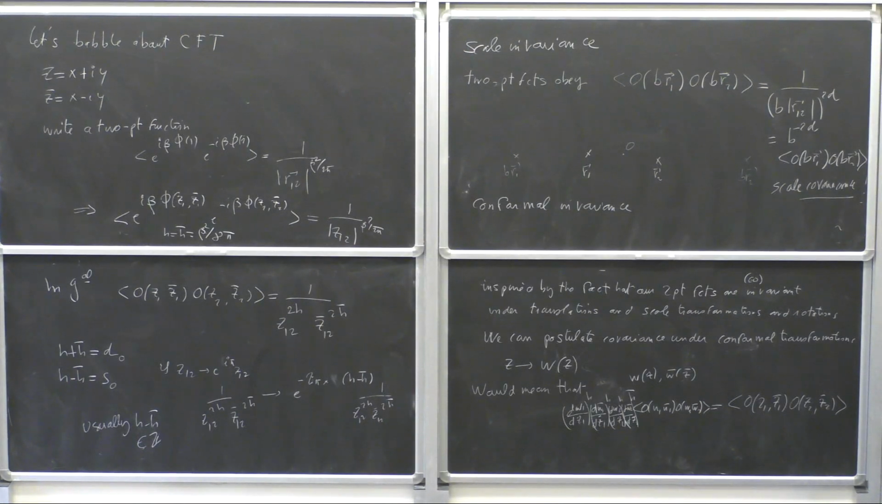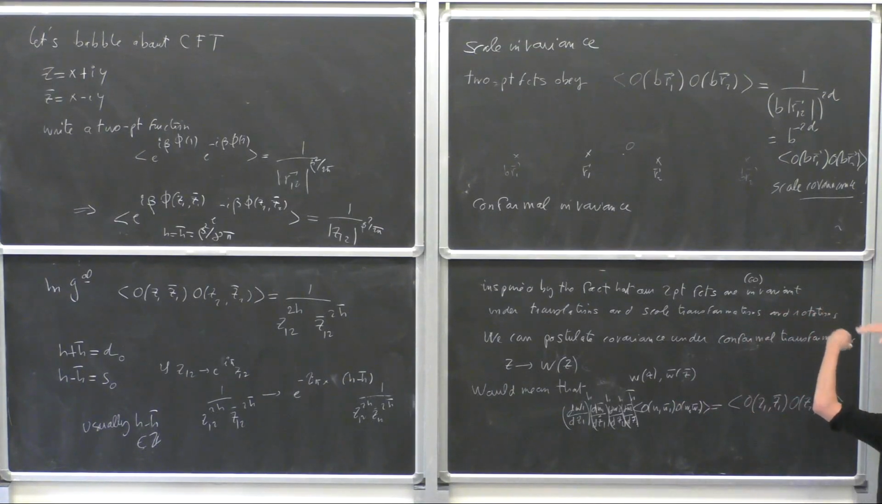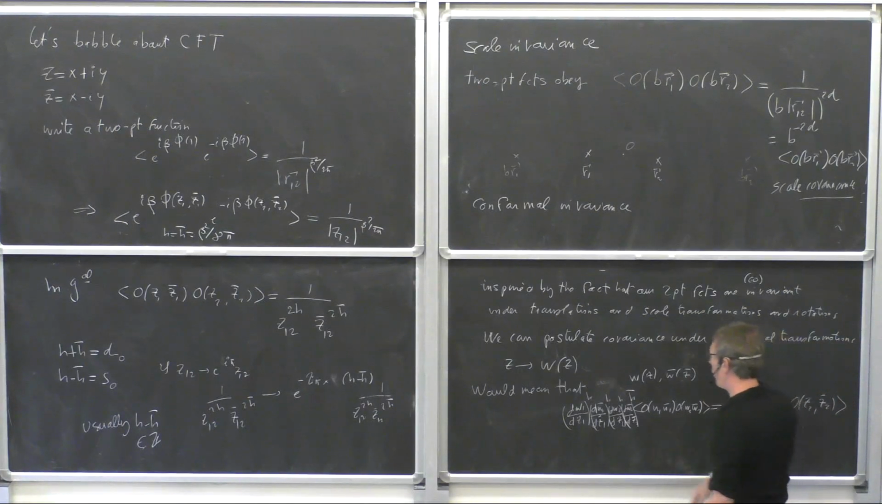Sorry, b to the 2 times h plus h bar, it's really the Jacobian of the transformation. So what we are saying is essentially that this is true for global scale transformations. And even if we have only a local scale transformation where the local rescaling factor depends on where you are, we're still hoping that this is true.